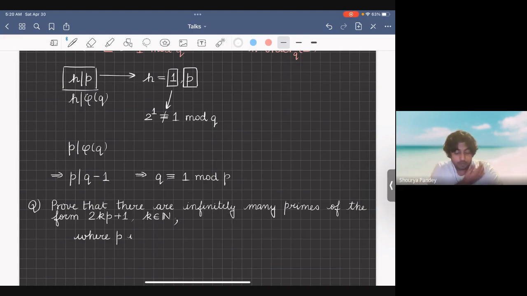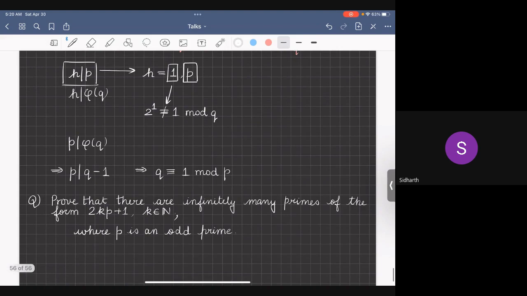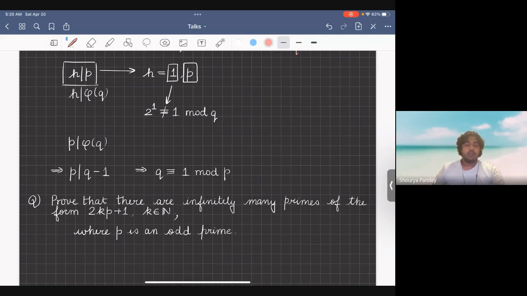So for example, there are infinitely many primes of the form 6k plus 1. There are infinitely many primes of the form 10k plus 1. Infinitely many of the form 14k plus 1, etc. Yeah, think about this. Just considering 2 to the p minus 1. Wait, no. Something like that, but a little different.